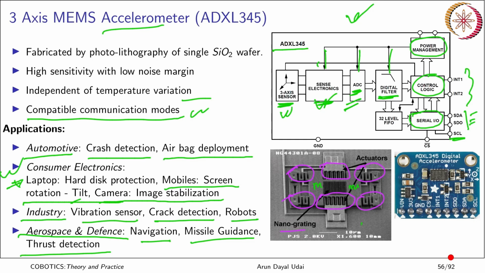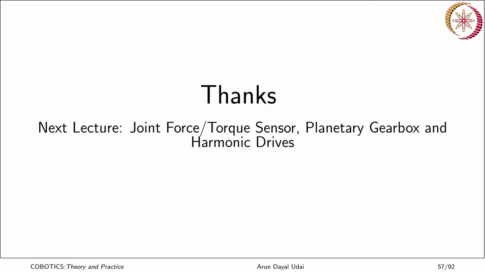So we have now discussed various types of sensors, especially position sensors, velocity sensors, and accelerometers. In the next lecture, I will discuss force and torque sensors. We will discuss transmission, that is using planetary gearboxes and harmonic drives.